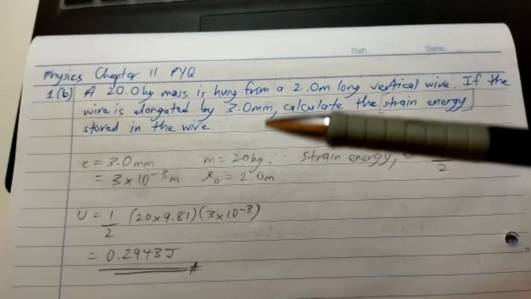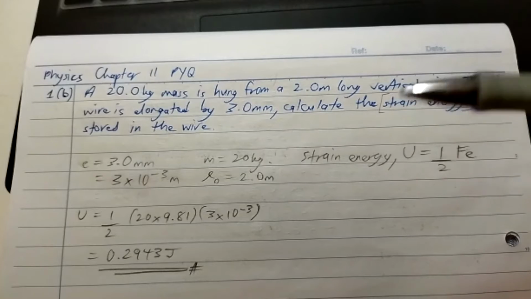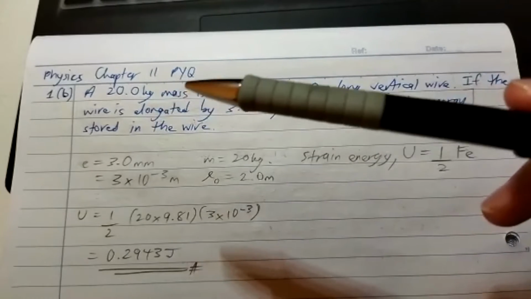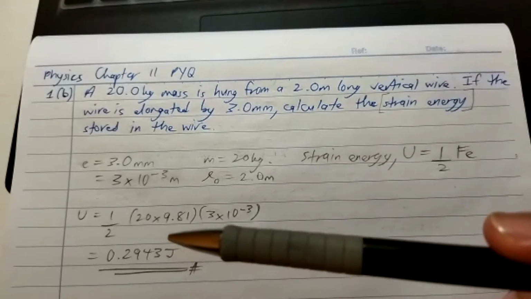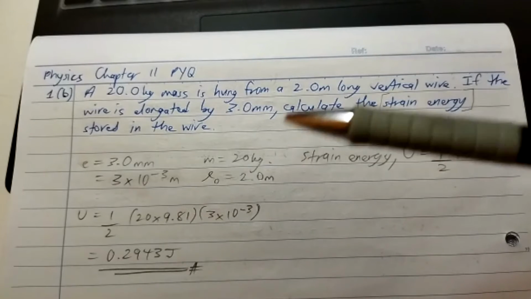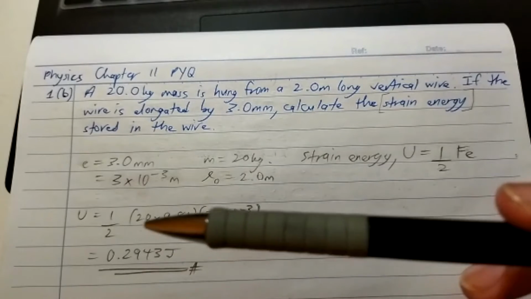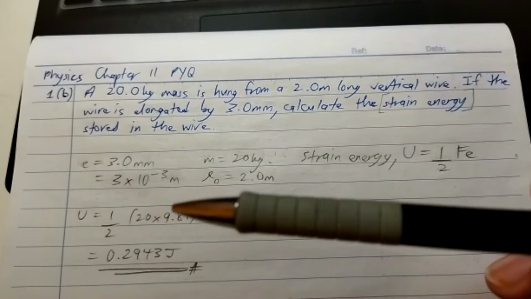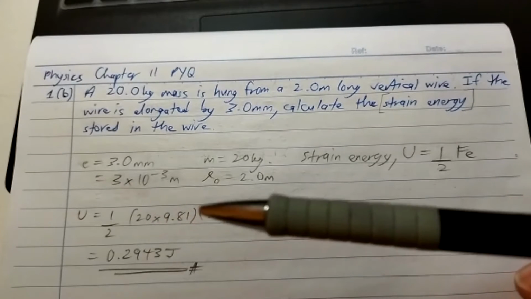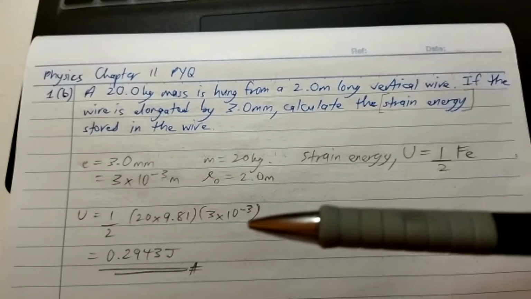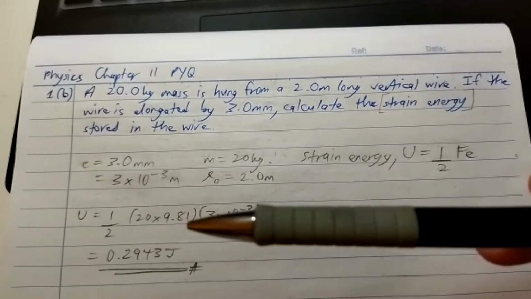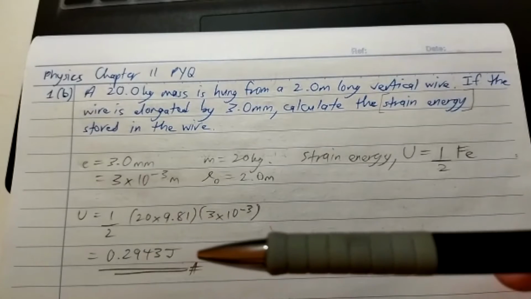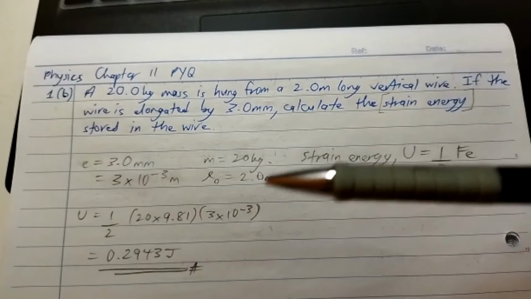Let's check. For F, F is the weight force acting on the wire provided by the 20 kg mass. For weight, we know it is mass times gravitational acceleration. So we simply key in the values given by the question into the formula: half times the weight force, which is the mass times the gravitational acceleration, times e, which is 3 times 10 to the power of negative 3. Calculate that, we will get 0.2943 joules. Joules because it's energy.